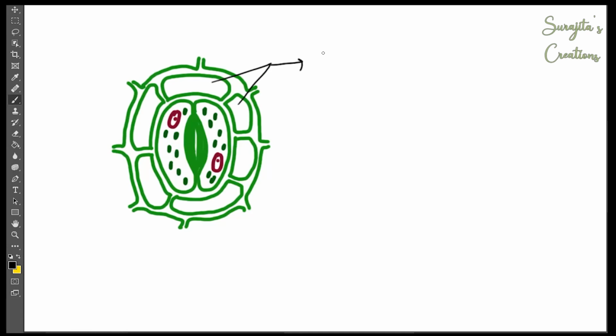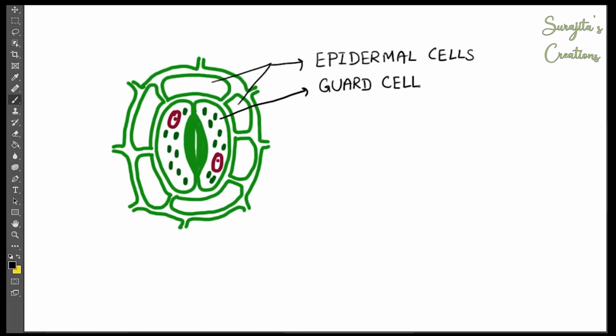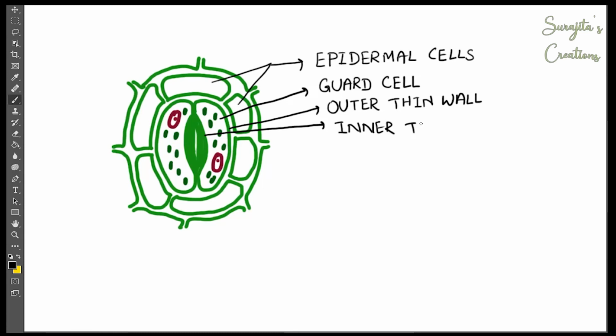Let us label the parts. These are the epidermal cells which are present outside the guard cells. This is the guard cell. This is the outer thin wall of the guard cell. This is the inner thick wall of the guard cell. This difference in the uneven surface of the outer and inner wall of the guard cell helps in regulating the opening of the stoma with the help of the chloroplast.